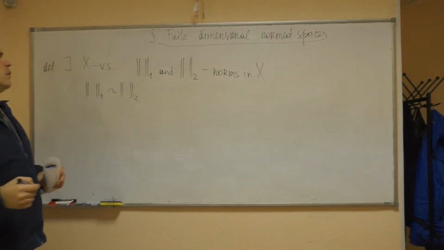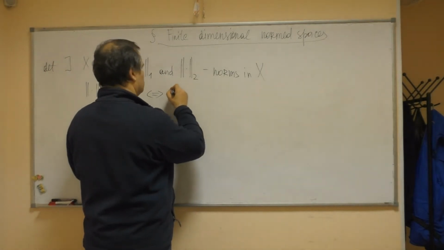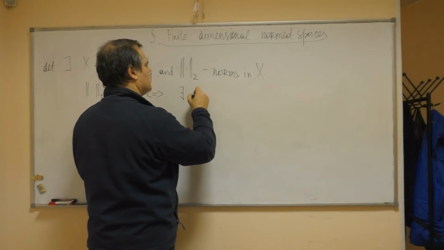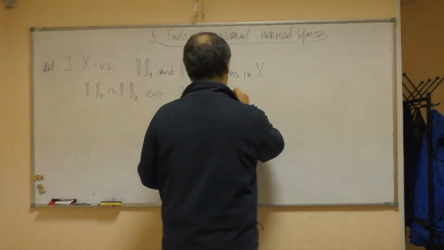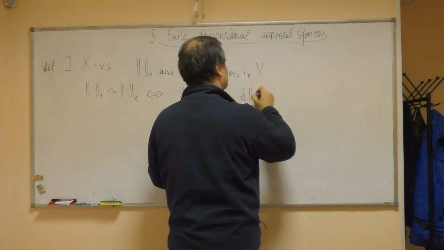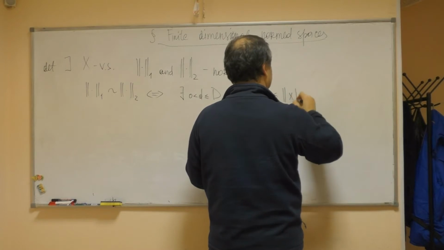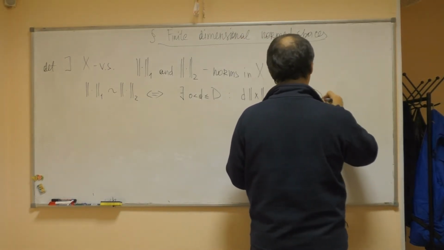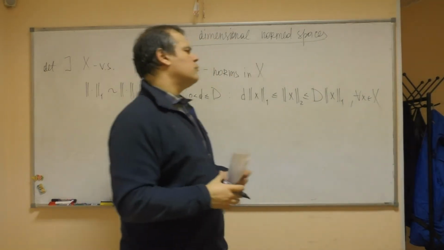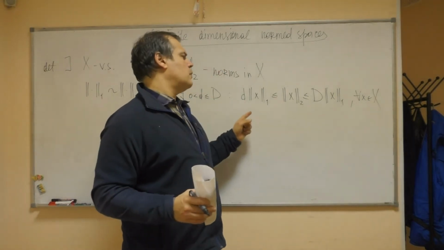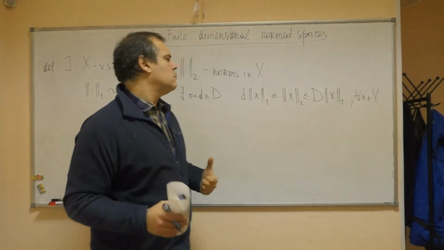equivalent. We can find two constants, d small and D capital, such that for each element from X, we can estimate the second norm by the first one, both from above and from below, like is shown here.